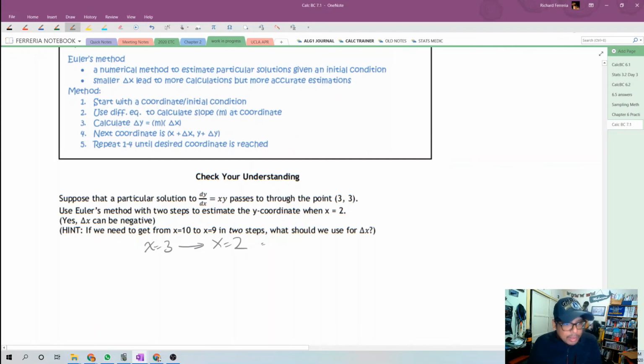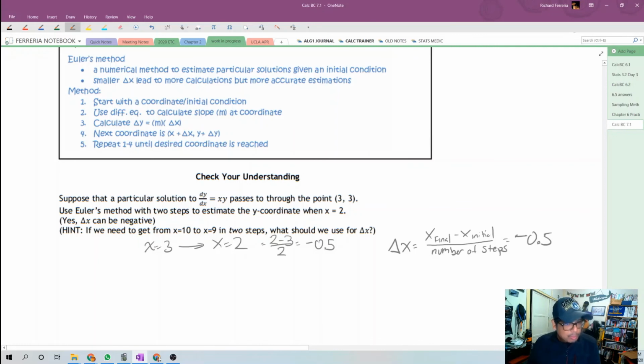We need to go from 3 to 2, and we want to do that in two steps. So that's going to give me a delta x of negative 0.5. And yes, delta x can be negative. There's nothing wrong with that. All right, so that gives me delta x. Delta x is x final minus x initial divided by the number of steps. That gives me negative 0.5.